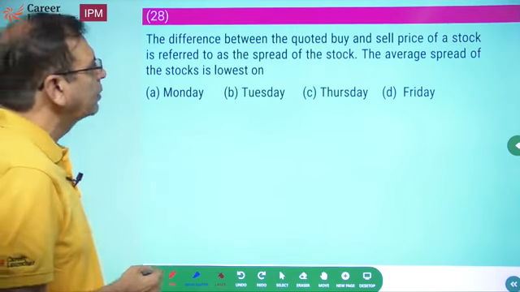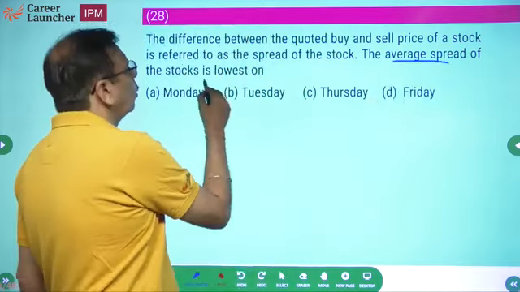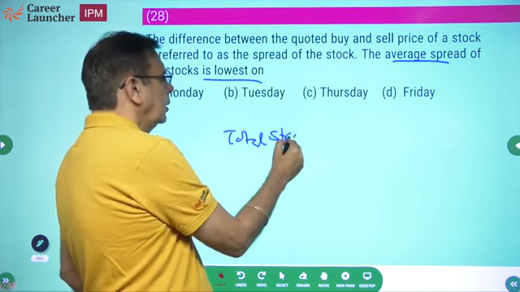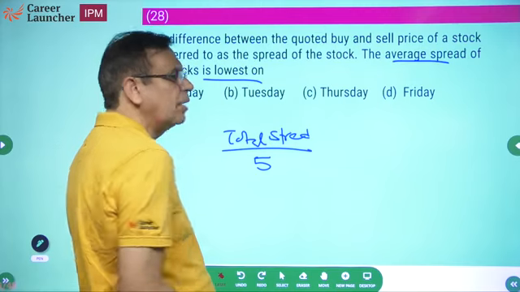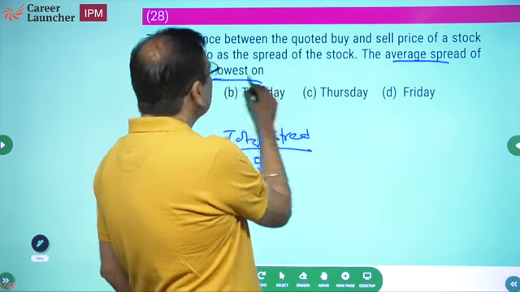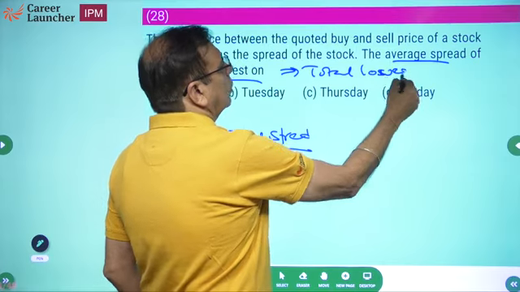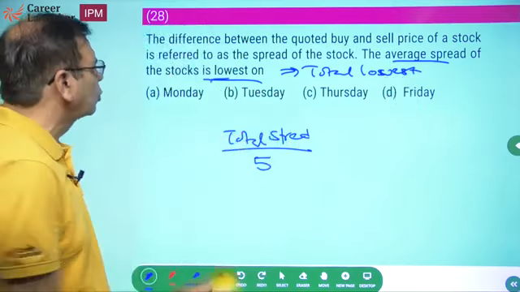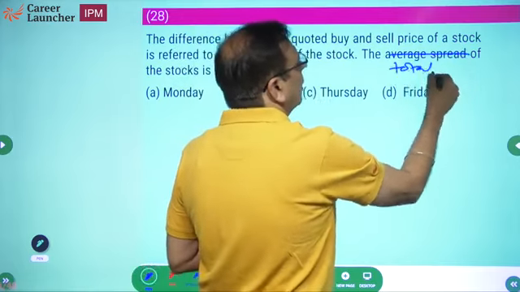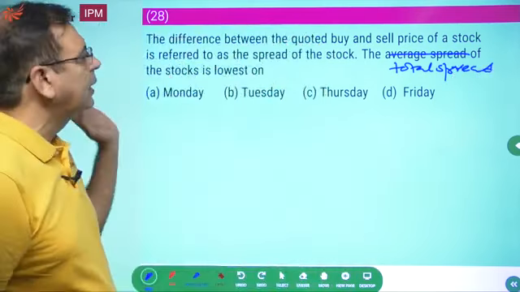Difference between the quoted buy and sell price of a stock is referred to as the spread of the stock. The average spread of the stocks is lowest. Average spread means total spread divided by 5. Why? Because there are 5 stocks. But why do I need to find average? If the average is lowest, this implies total will be the lowest. So for the average to be the lowest, total has to be lowest. So don't worry about average. So I will not look for the average spread, I will look at the total spread. So the day on which the total spread is the lowest, that is the answer.